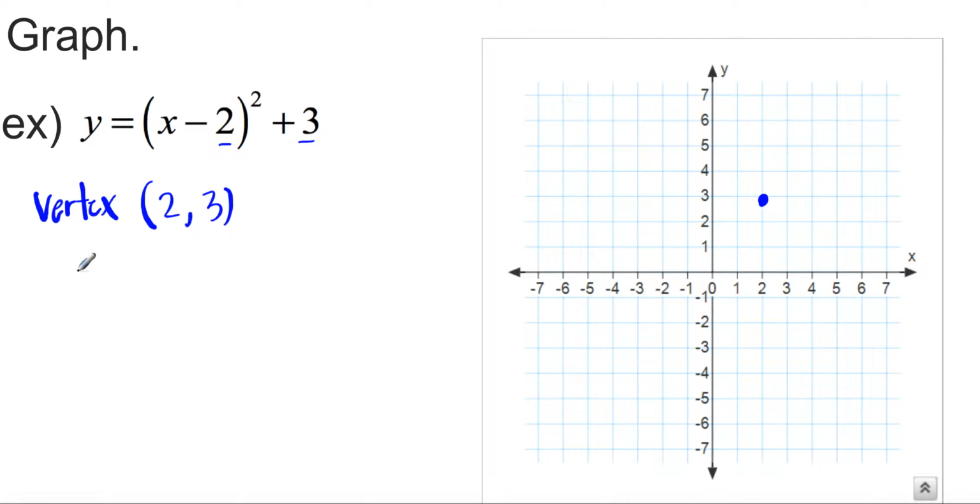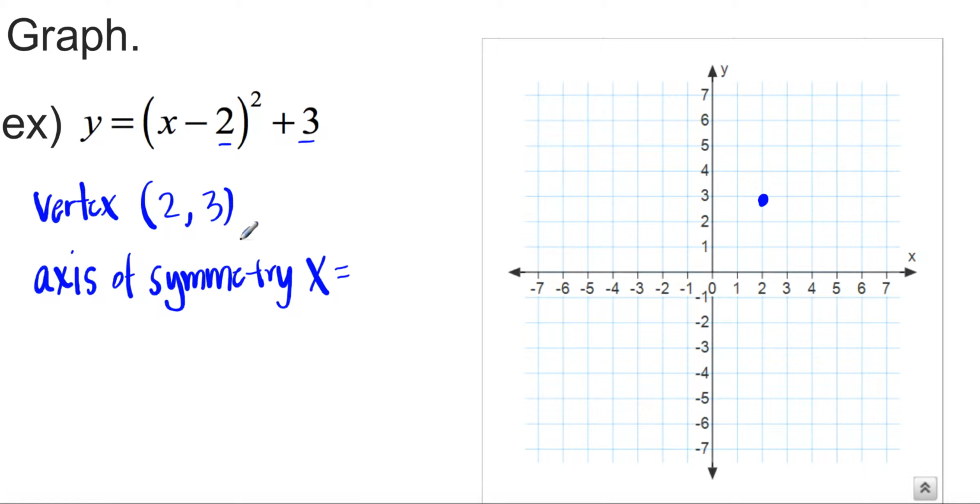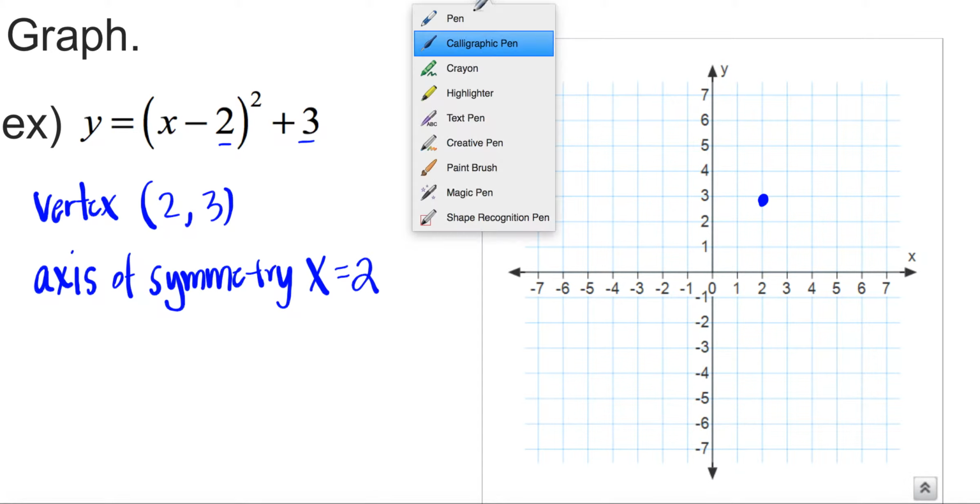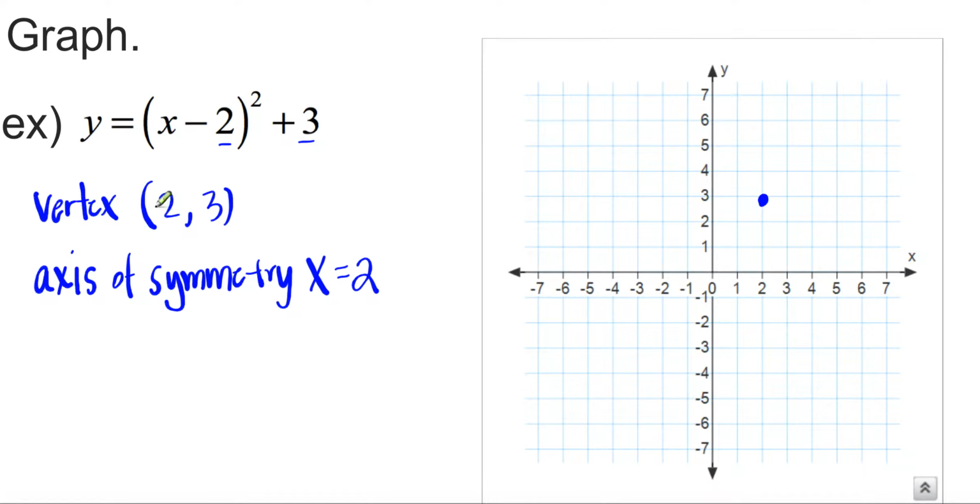Then you also want to find your axis of symmetry. Your axis of symmetry is always x is equal to h, which is x is equal to 2. It helps too, because it only makes sense that it's the x coordinate. Those are the same number. That's your axis of symmetry. Your axis of symmetry is always going to go through that vertex.